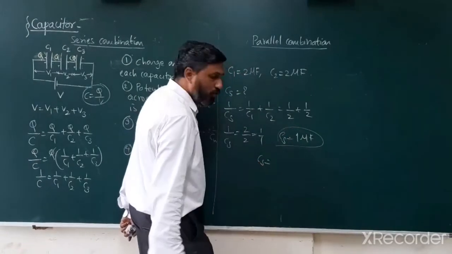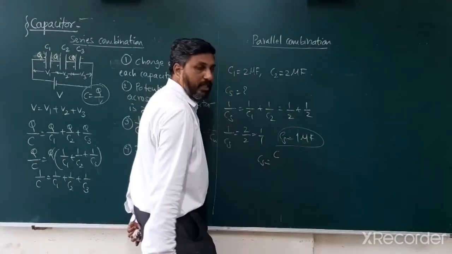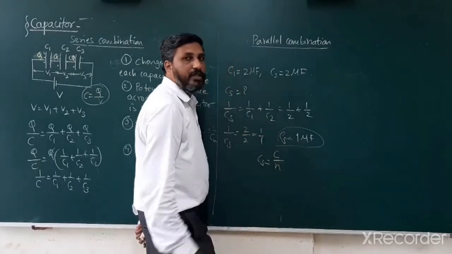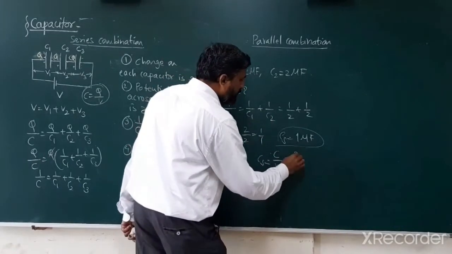Or simply, can I write in this way? CS equals identical capacitance divided by number of capacitors. Because identical capacitance is how much?